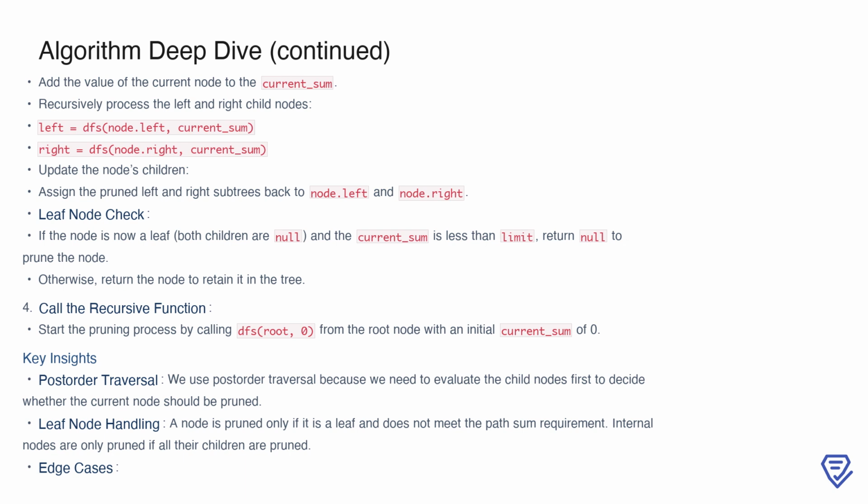By processing nodes in a post-order fashion, we ensure that decisions about pruning are made only after evaluating all child nodes, making the algorithm both efficient and logically sound. This approach also ensures that internal nodes are only pruned if all their children are insufficient.